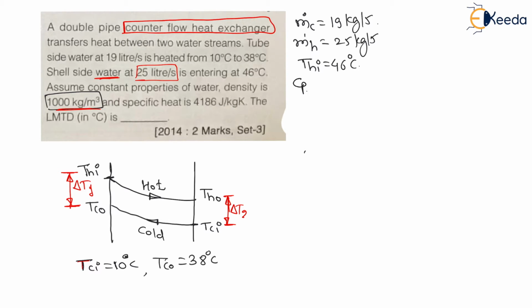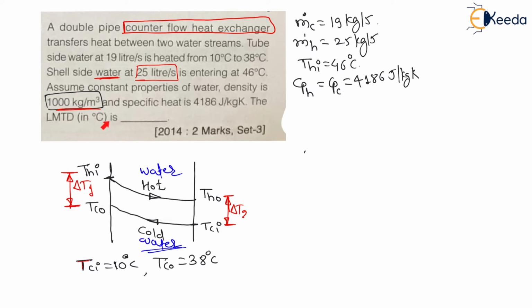Specific heat of water is nothing but the specific heat of the hot fluid as well as the specific heat of the cold fluid, because here the hot as well as the cold fluid is water, right? Both fluids are water, therefore the specific heat will be the same. Therefore my dear students, this specific heat is given as 4186 joule per kg Kelvin, right?